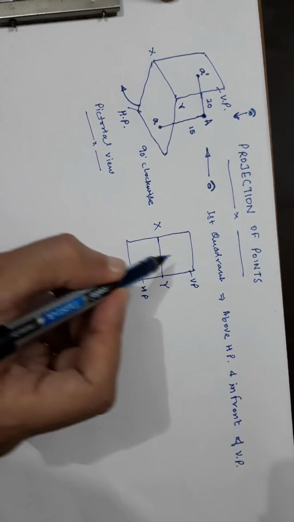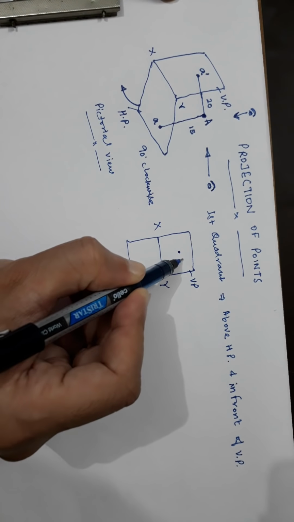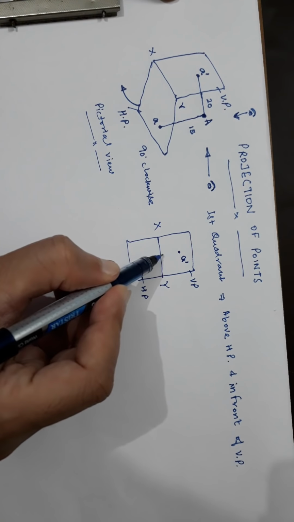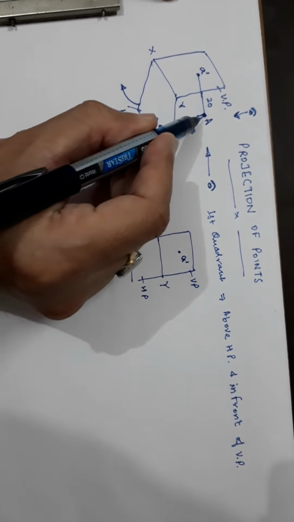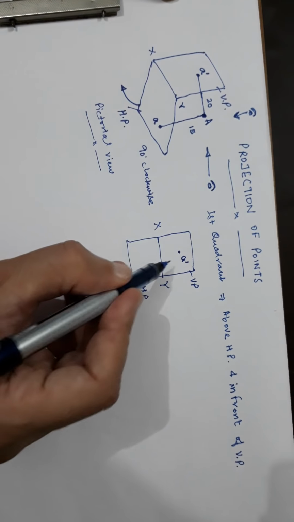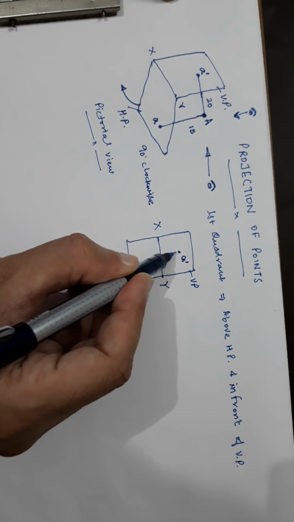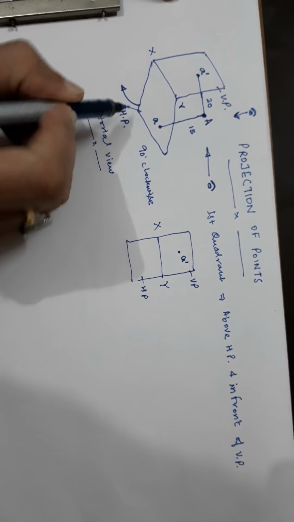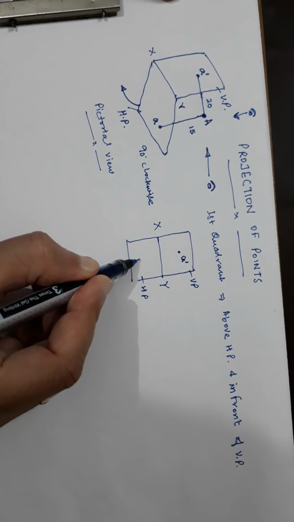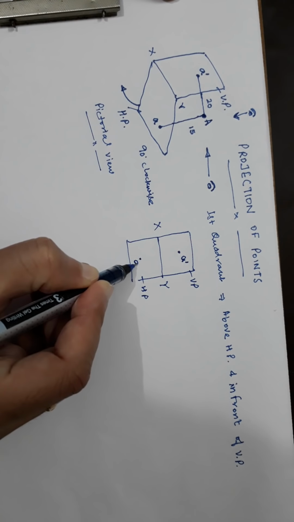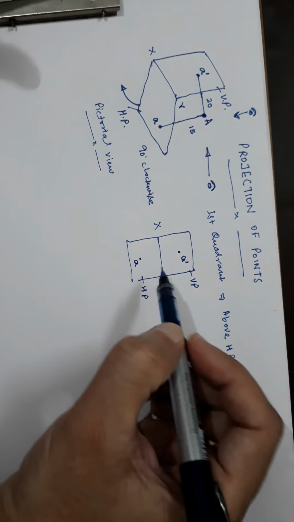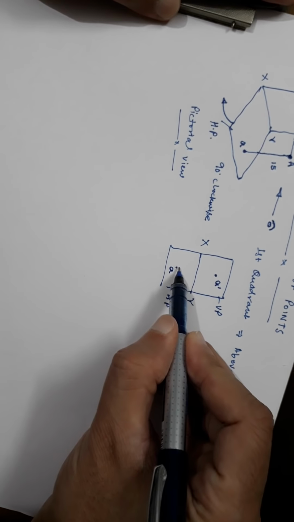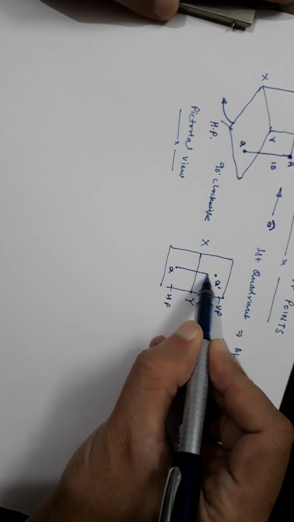Now where should A dash be? A dash is here and it is 15 mm. So this distance of 15 mm will be transferred here. This distance will be 15 mm above XY, and this distance will be transferred on HP. Now where should A be? A will be somewhere here. Both of these are lying on the same projector. So this is the projector line.